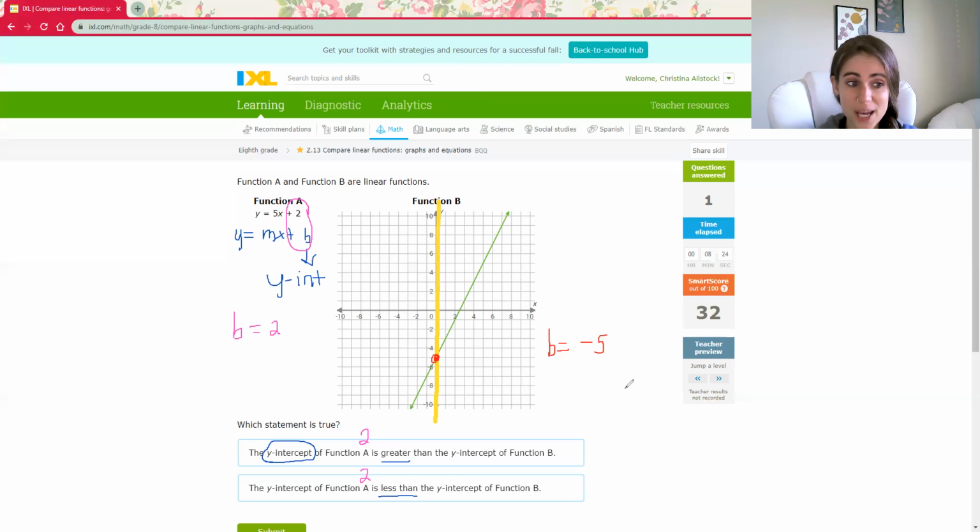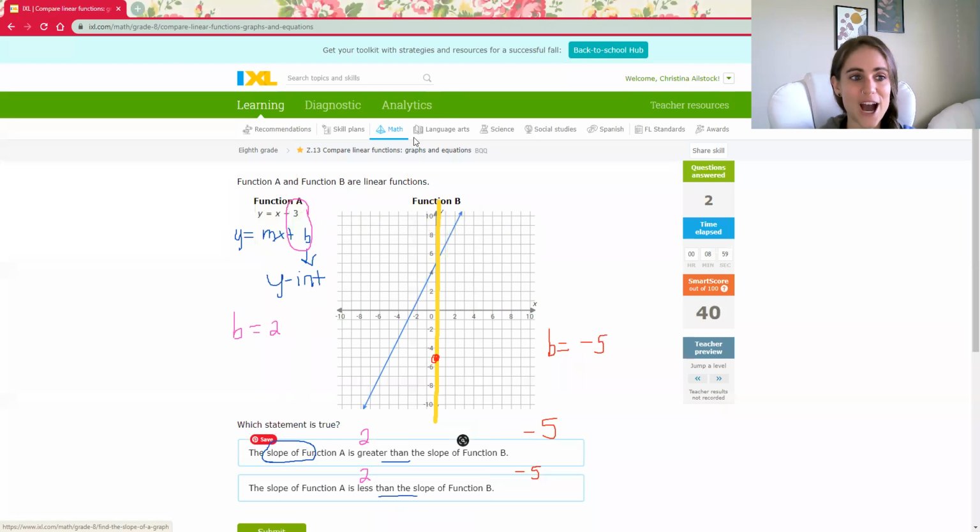The y-intercept for function B is -5. All right, I have the information needed to compare, so let's read those sentences and see which is correct. The y-intercept of function A, which is 2, is greater than the y-intercept of function B, which is -5. Is 2 greater than -5? Yes, it is. So once again, this top statement is our answer.